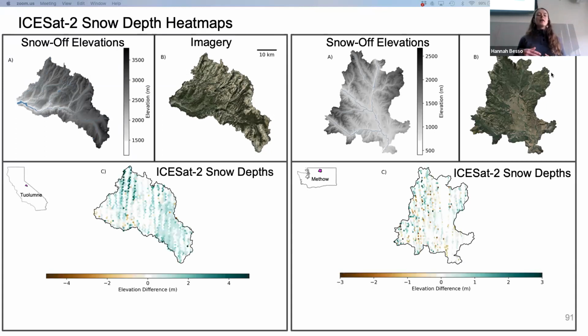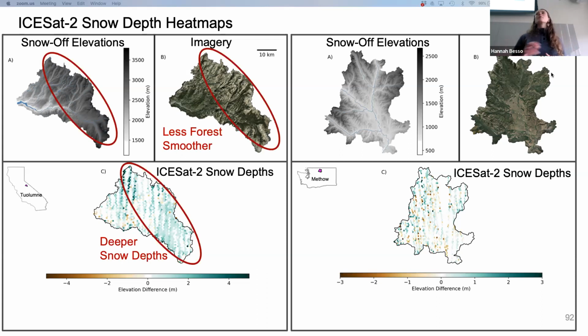So this is the snow depth as measured by ICESat-2 and the snow off elevations from aerial LiDAR. And at just first glance, we can see some spatial trends as to where we see the deepest snow depth at both of these locations. At the Tuolumne site, most of the deeper snow depths occur to the eastern side of the watershed. Where we also see from the snow off elevations is the highest elevation portion of the watershed and an area with less tree cover and smoother terrain. In the upper Tuolumne River watershed, it's these beautiful granite slabs without a ton of vegetation, and they tend to be gently sloping granite slabs.